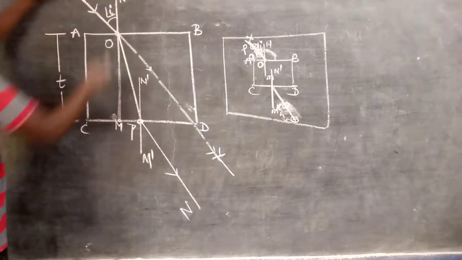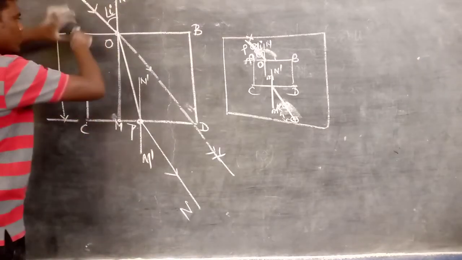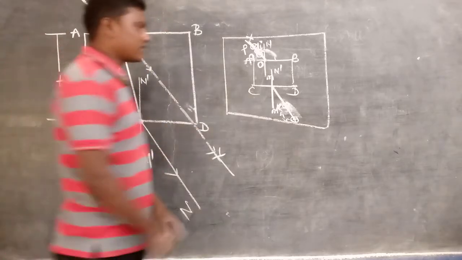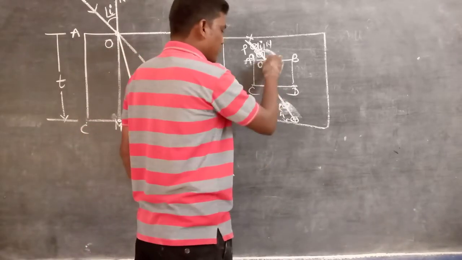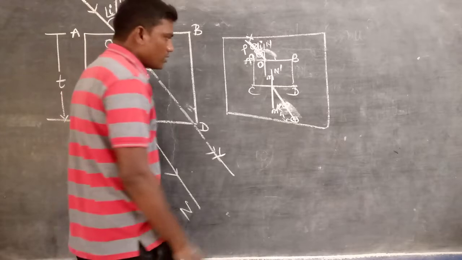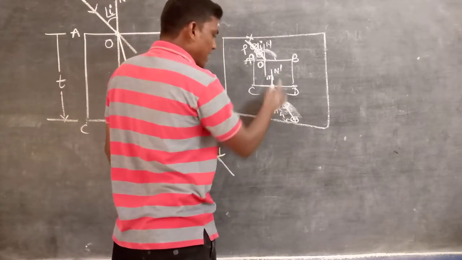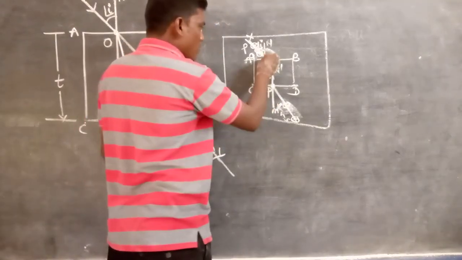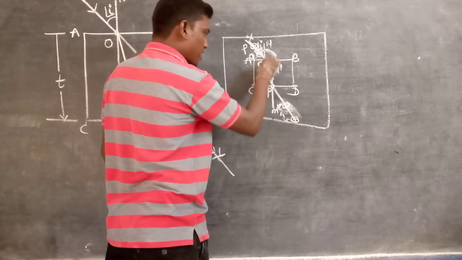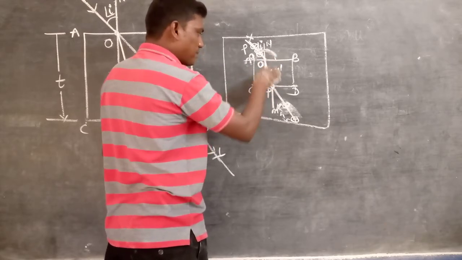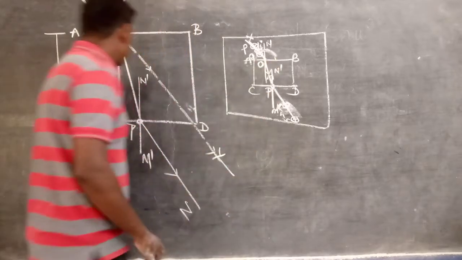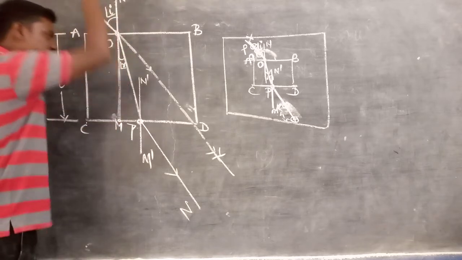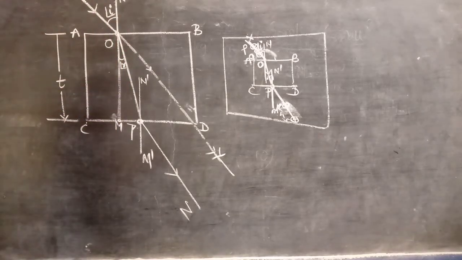Listen carefully: NM is the normal for the AB surface, and N dash M dash is the normal for CD. The point where N dash M dash meets CD we call P. Now we join O to P with a straight line. This represents the refracted ray. The angle between the refracted ray and the normal is called the angle of refraction, angle R.